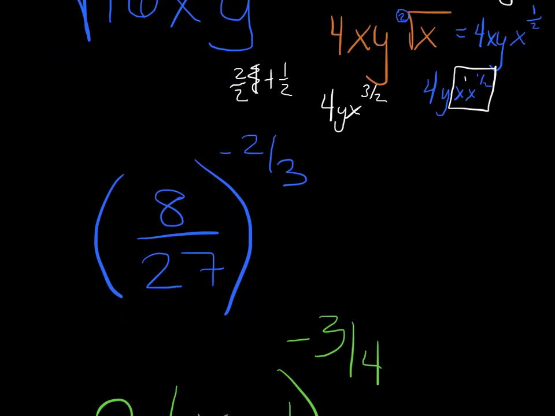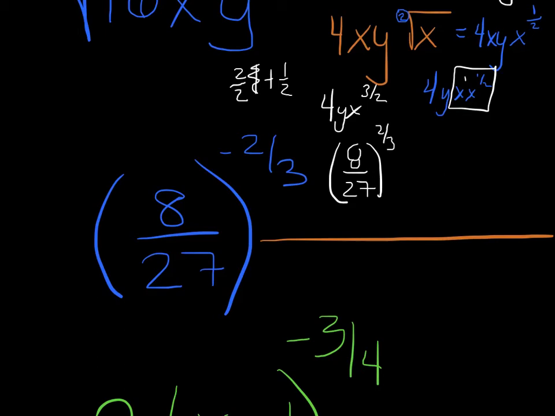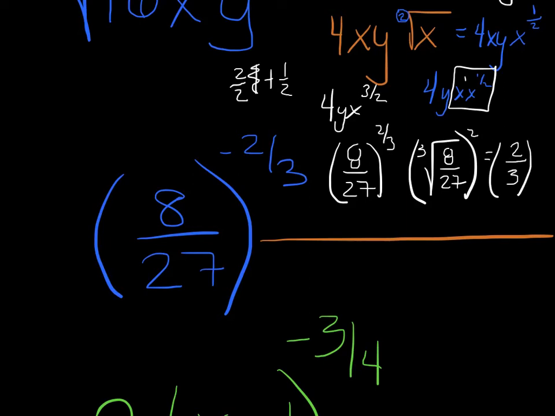All right, next one. 8 over 27 to the negative 2/3. Why don't you pause it, see what you get. All right, I'm going to quickly show you the two ways. You could pretend the negative's not there and say it's 8 over 27 to the 2/3, so I'm just ignoring it. And I'm taking the cubed root of 8 over 27, and then I'm squaring it. So the cubed root of 8, remember, just do it to the top and bottom. The cubed root of 8 is 2. Cubed root of 27 is 3. And then I have to square it. So that's 4/9.